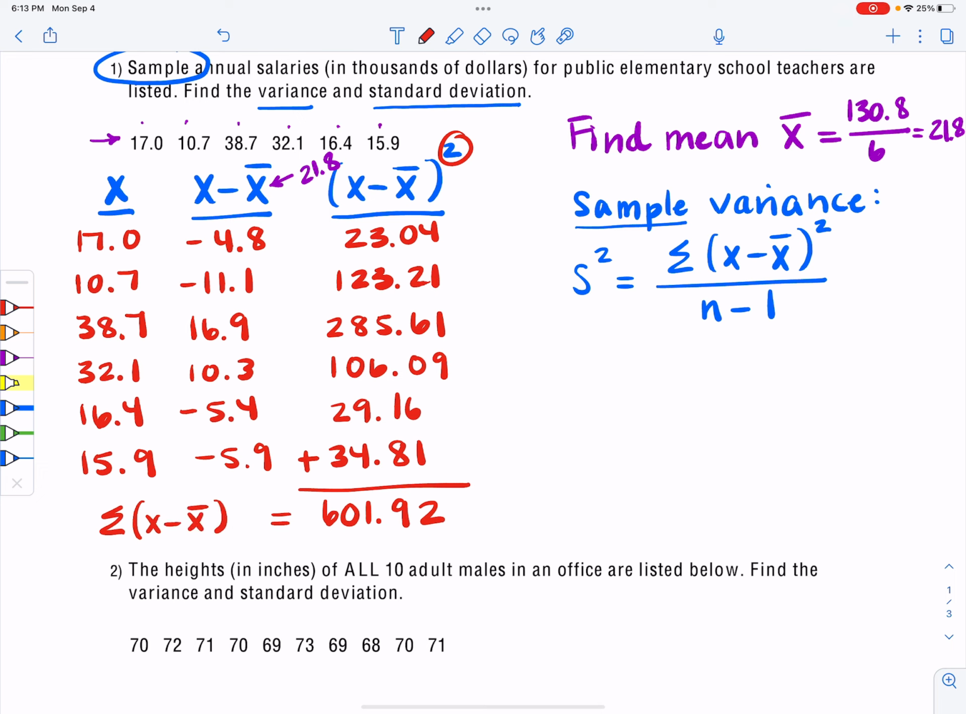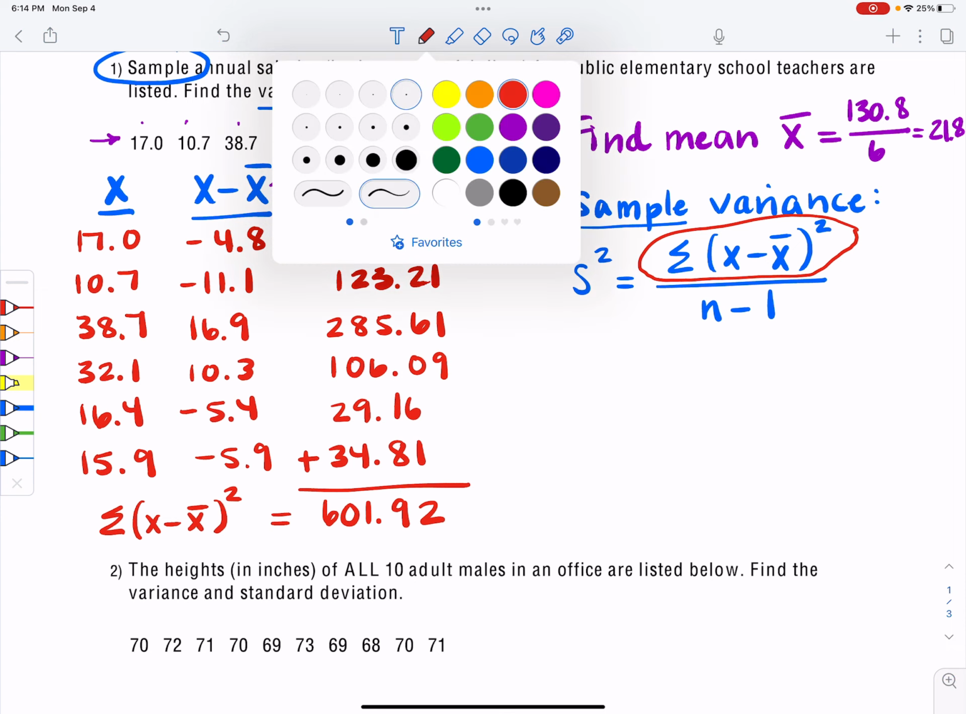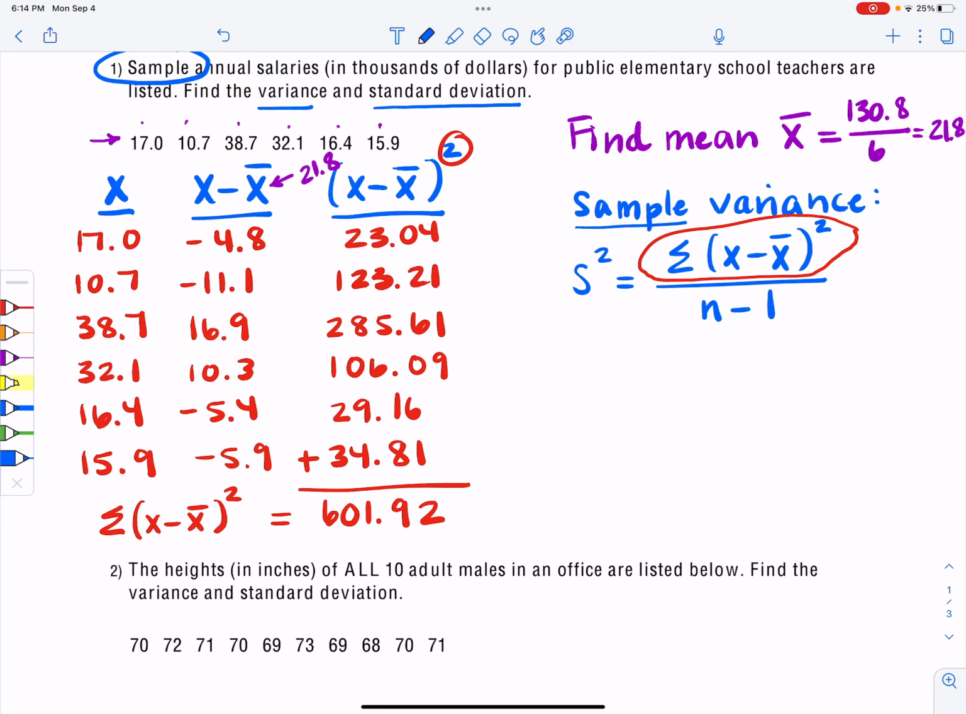notationally is the sum of the deviations squared. That means you just calculated this entire number right here in your numerator, just like we did for a population, okay? Up to this point, the steps are exactly the same. Looks a little different notationally, but no change in the steps. So to get my sample variance, I'm going to take that sum, 601.92, but here's the change.